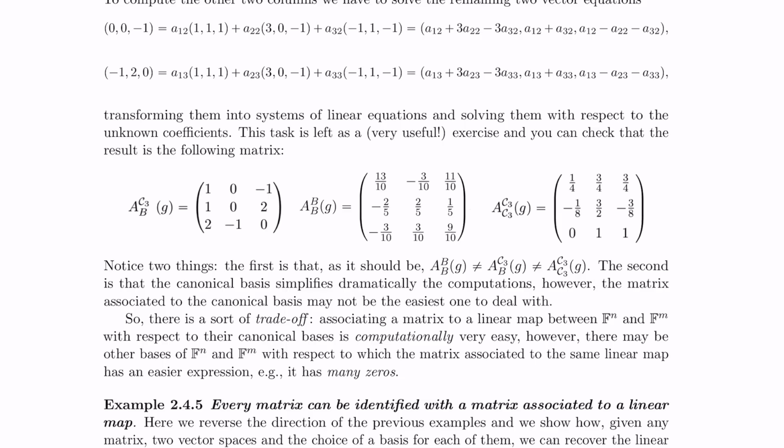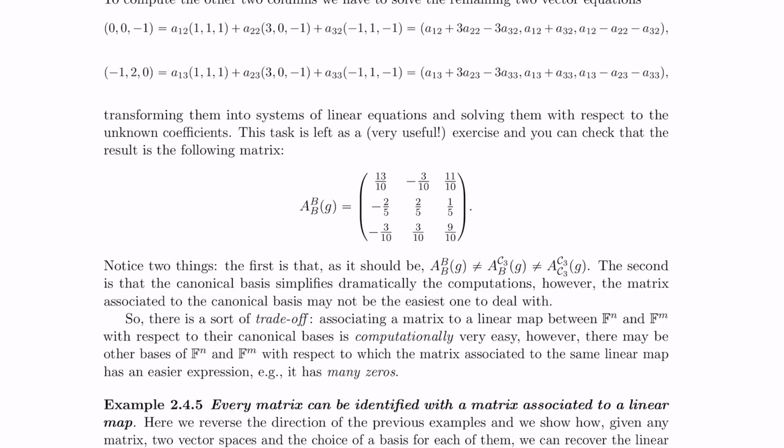However, notice that the most desirable matrix is not the one corresponding to the choice of the canonical basis in both the domain and the range vector space. This shows that even if the canonical basis is the easiest one to deal with computationally, it is not necessarily the one that leads to the most desirable matrix associated with a linear map. Keep this in mind very, very well, because it will be fundamental when you study the eigenvalues and eigenvectors of matrices.